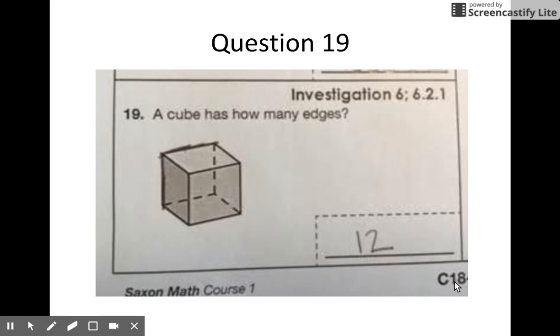Question 19. A cube has how many edges? Edges on a 3D figure are where the faces meet, so they are the long lines. So to count this, I'm going to count the squares and then the tops. So I have 1, 2, 3, 4, 5, 6, 7, 8, 9, 10, 11, 12. There are 12 edges in this cube.